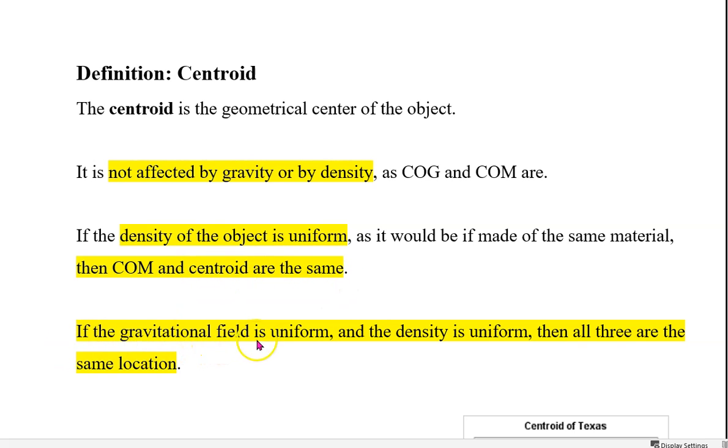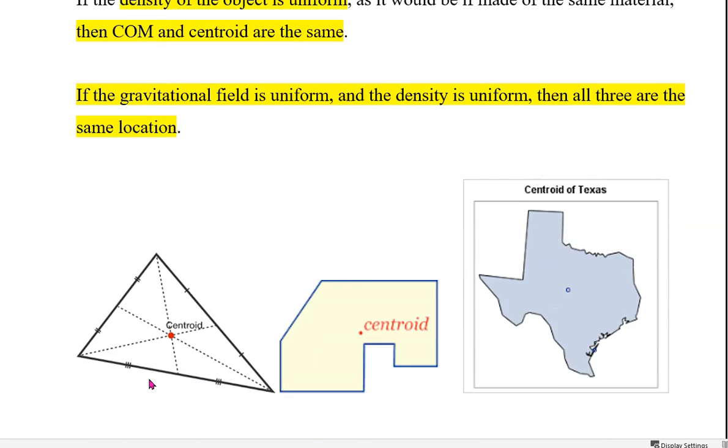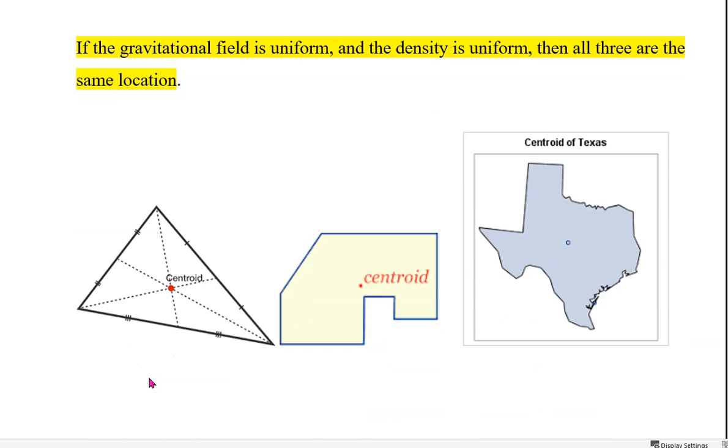If the gravitational field is uniform, meaning from one side to the other of the object, the gravity is the same, and the density is uniform, then all 3 are the same location: center of mass, center of gravity, and the centroid. Here are some pictures of centroids of variously shaped objects.